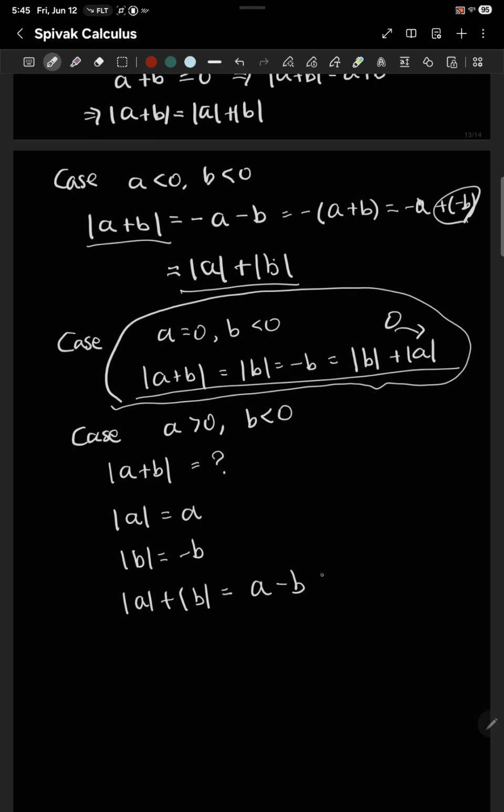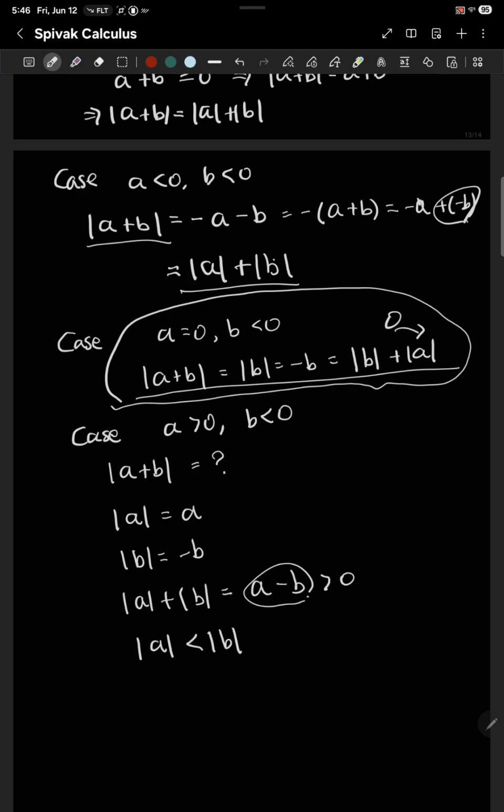Well, it is true that a minus b is greater than 0, right? Because we're taking the absolute value of b, where b is less than 0. So minus on b makes this whole thing positive. What else? But I guess what matters now is which one is greater. So without loss of generality, it could be either one. Let's just say the absolute value of a is less than the absolute value of b.